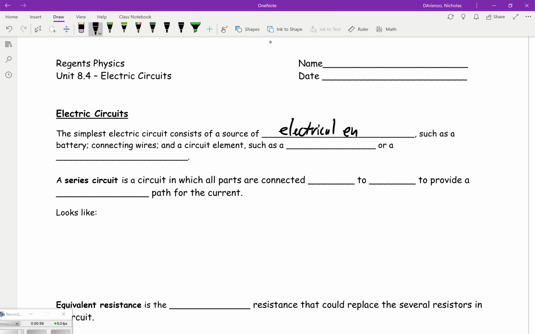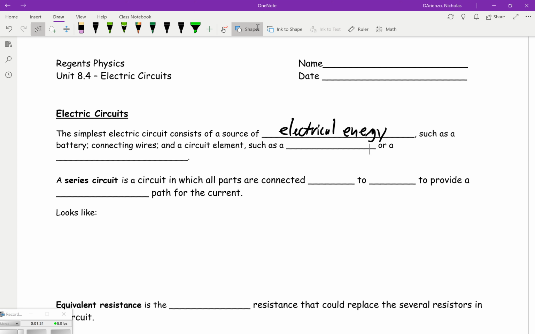And oftentimes this is usually supplied in the form of a battery. In the case of your house, this would be supplied from the power company, which would be generating it through a generator or collecting it somehow via solar panels or some other means. It's going to consist of connecting wires that are going to connect our components and bring current from the battery or from the source to each component and then back.